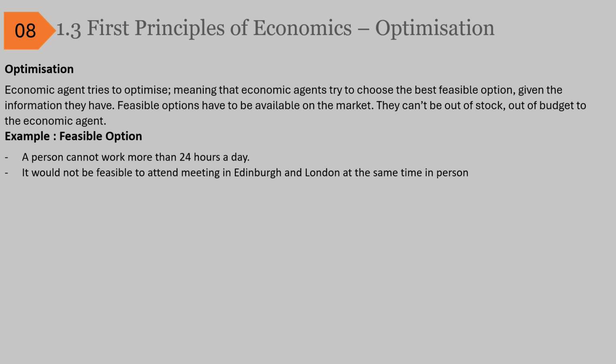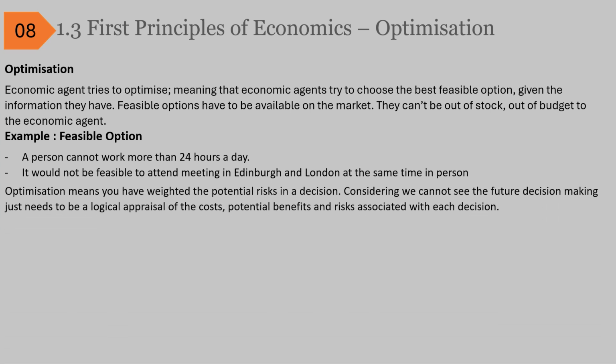Another example would be that if you're trying to attend a meeting in Edinburgh and London, you wouldn't be able to do it at the same time in person. You can either be in London at that time in person, or you can be in Edinburgh at the same time in person, but you can't be at both locations at the same time and in person.